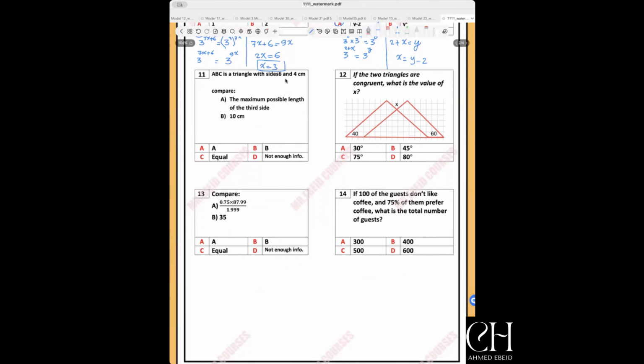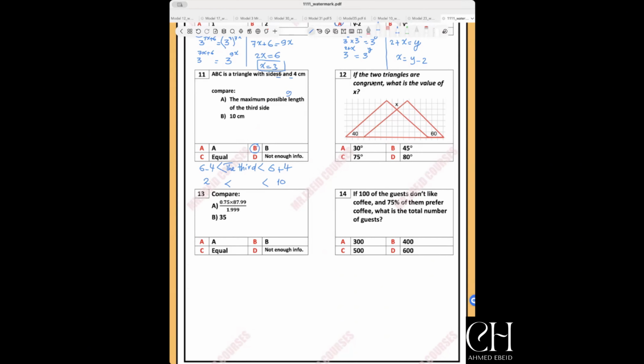ABC is a triangle with sides 6 and 4 centimeters. Compare the maximum possible length of the third side and 10. You know that the length of the third side lies between the difference of the other two sides and the sum of the other two sides. So it lies between 6 minus 4 and 6 plus 4. 6 minus 4 is 2, 6 plus 4 is 10. So the third side lies between 2 and 10. So the maximum possible value for the third side is 9, which is less than 10. It means B is greater.